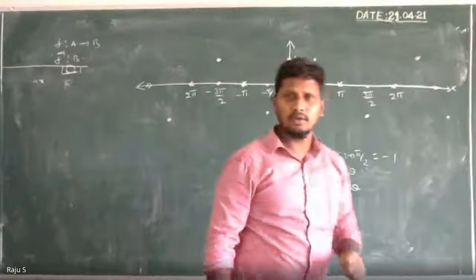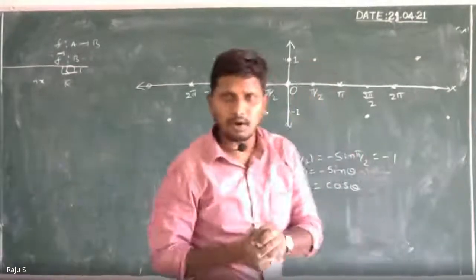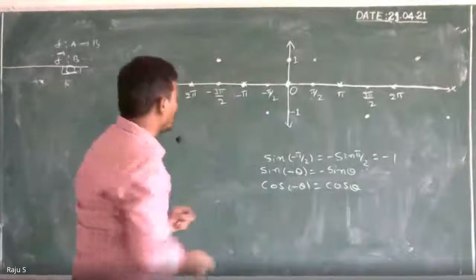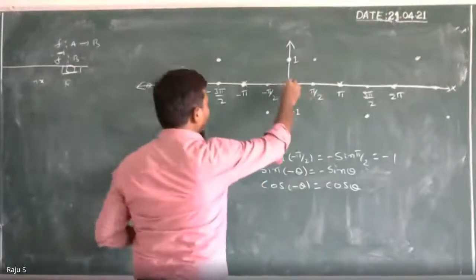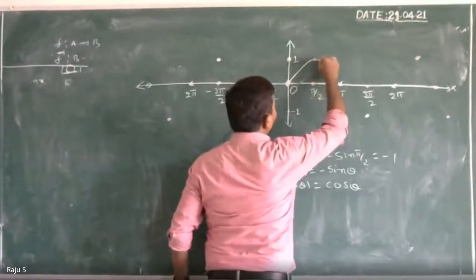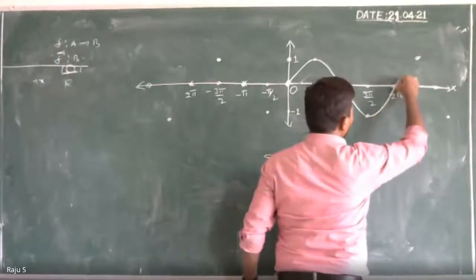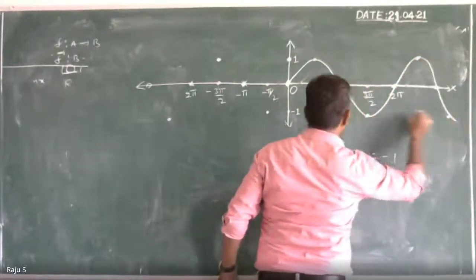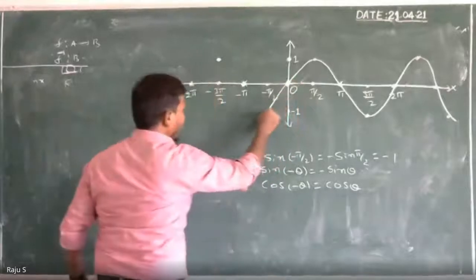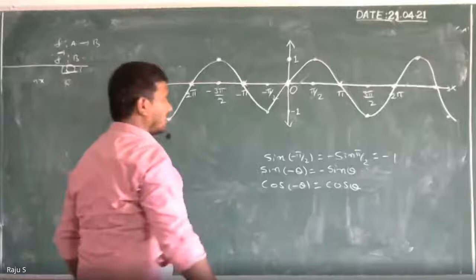Now we can join all these points, or plot all these points, by a smooth curve. By a smooth curve, we are going to get it like this. Sine wave. You know it already. Once again, we can revise. You know this very well. So we are going to get a sine wave like this.